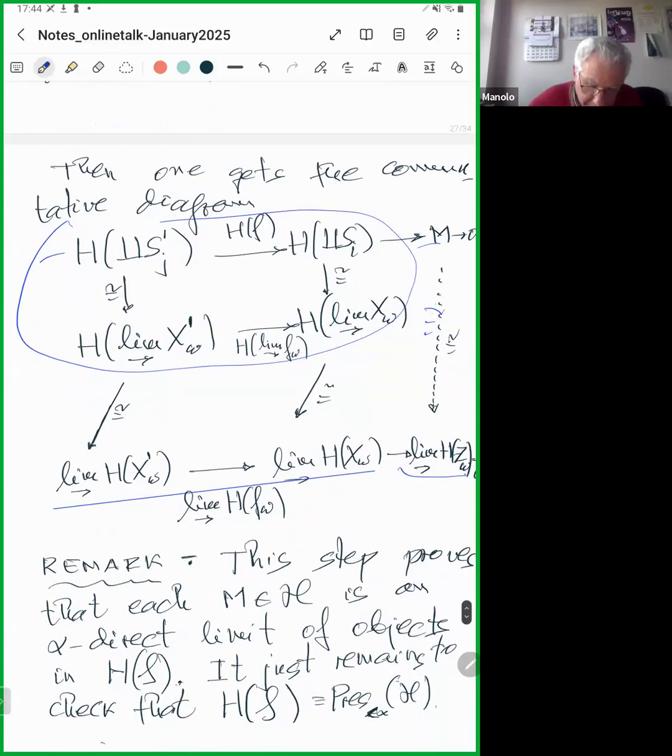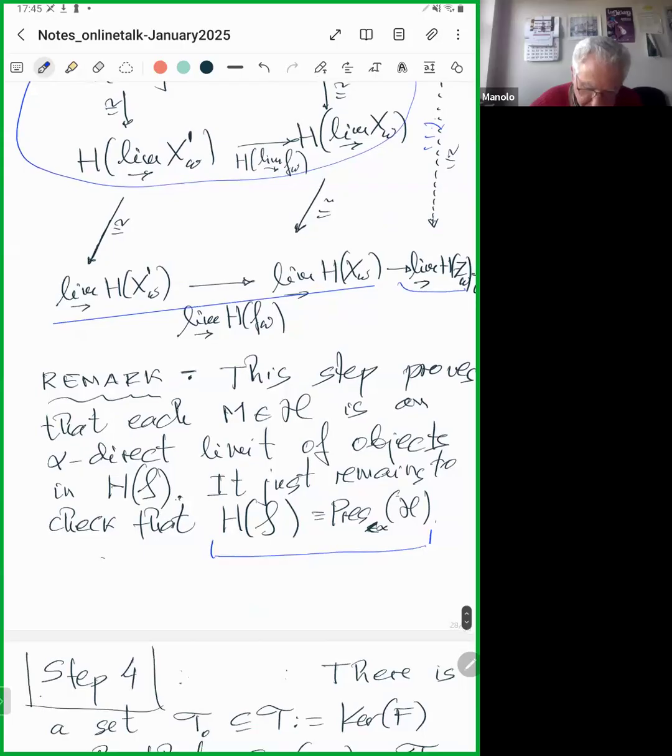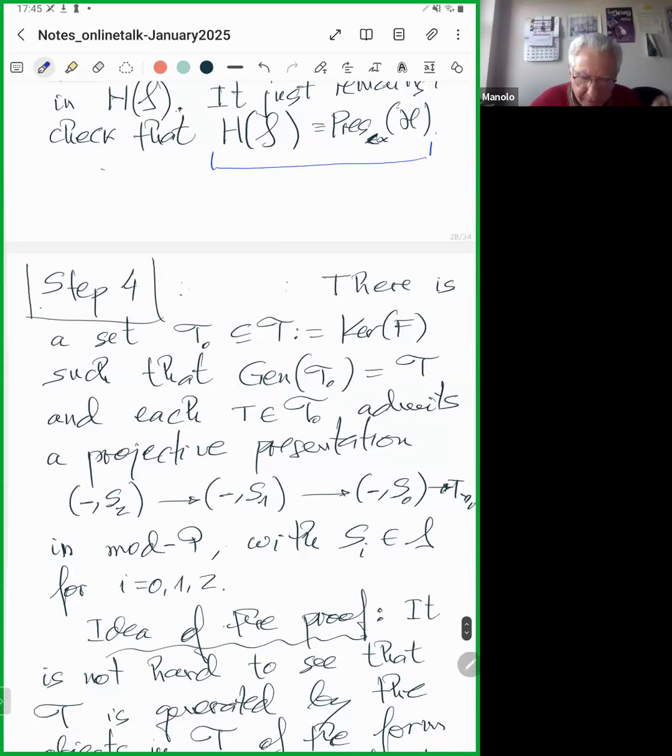Okay. Well, this step proves that each M in H is an alpha-direct limit of objects in H of S. It just remains, in order to prove the main theorem, all we need to prove is this equality. Okay? Okay, let's go to step 4. And step 4 is that we can choose an appropriate subset T of this torsion class, actually hereditary torsion class, that generates it.